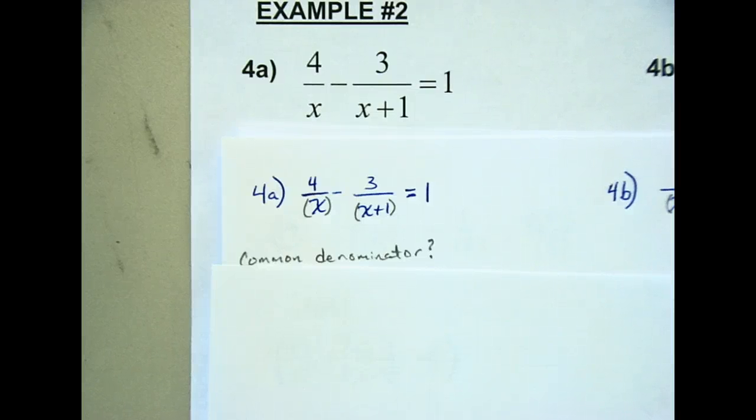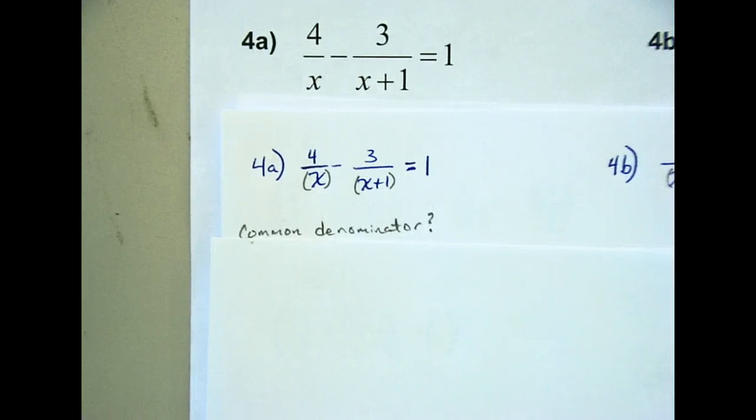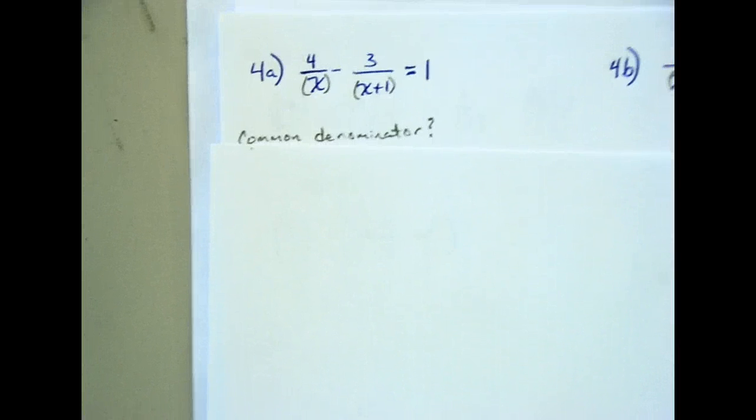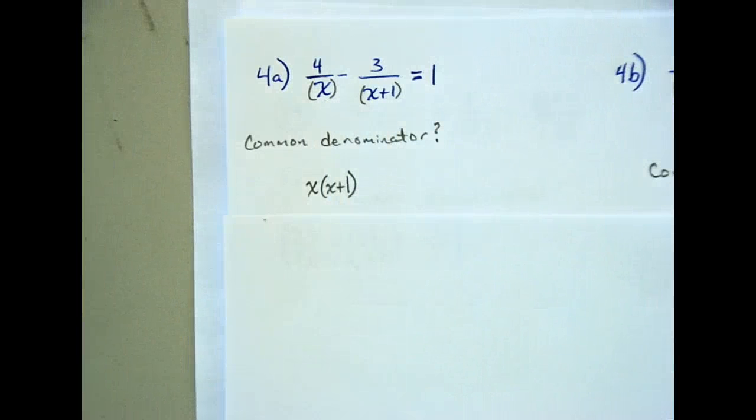Okay, what's the common denominator? Yes? x times the quantity of x plus 1. All right. Julia says x times quantity of x plus 1. That is correct. Hey, this has the x, right? That has the x plus 1. So if I group those and think of it that way, I have x times x plus 1.